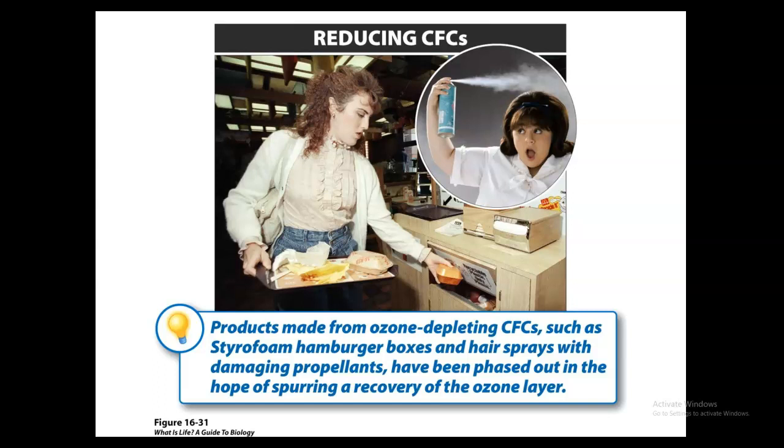We have seen a reduction in styrofoam, and a lot of places have gone to more paper type products that can break down.